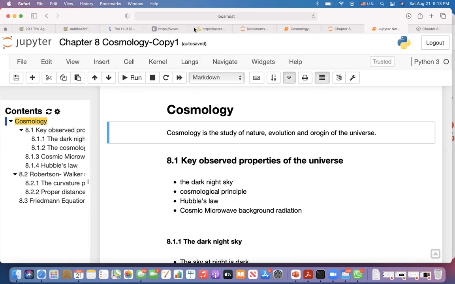So we are going to start from the observations that we have, and then we will move on to the theoretical part that we can use to explain these observations, right? So that is the idea. These are normally considered as 4 key observed properties of the universe. Now let's go through them one by one and look at what they are, right?